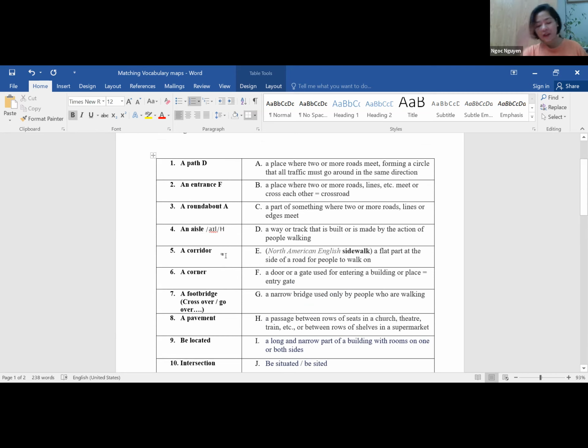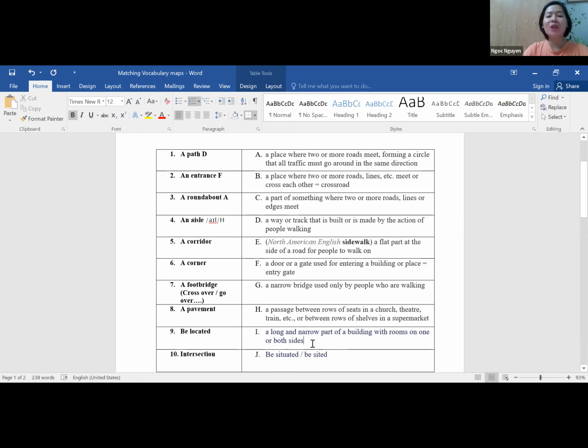Corridor, number five. I would like to ask Thu Ha. Hello, Thu Ha. Number five, I match with I. Letter I. Totally correct. Yes.